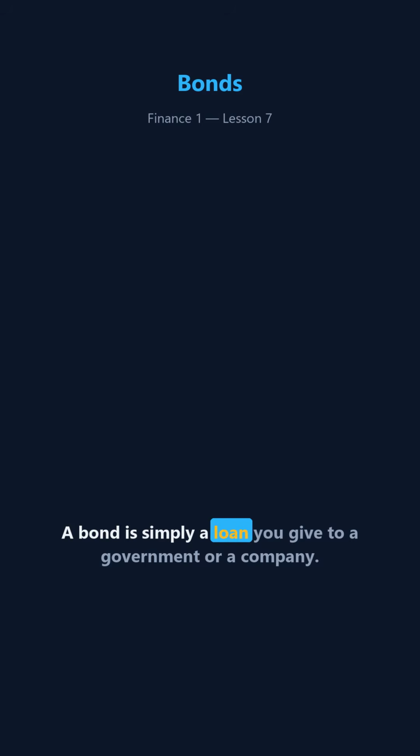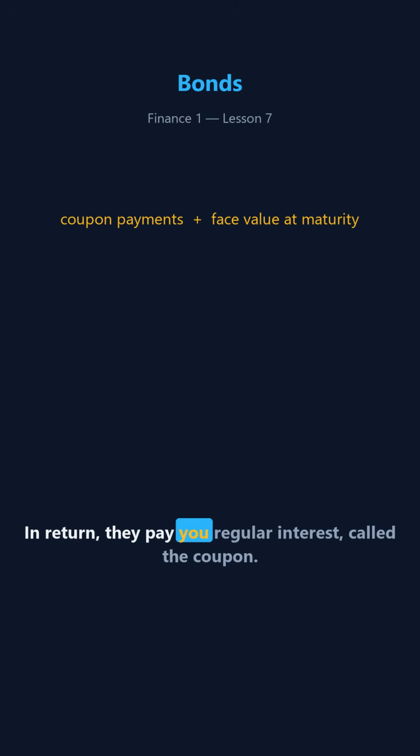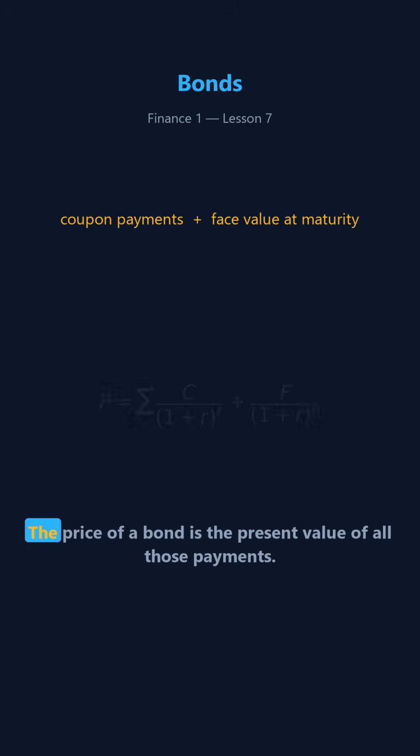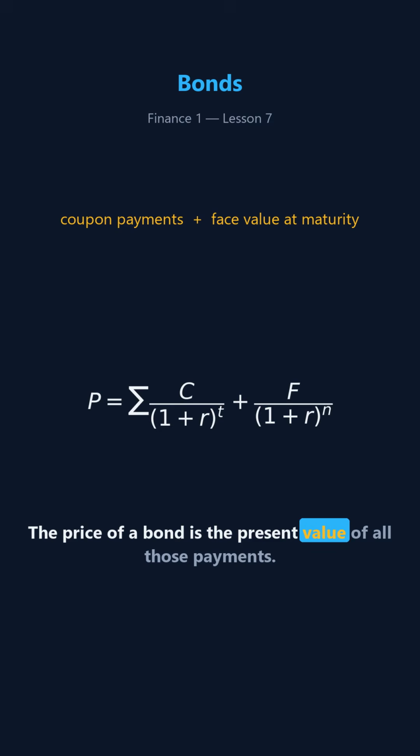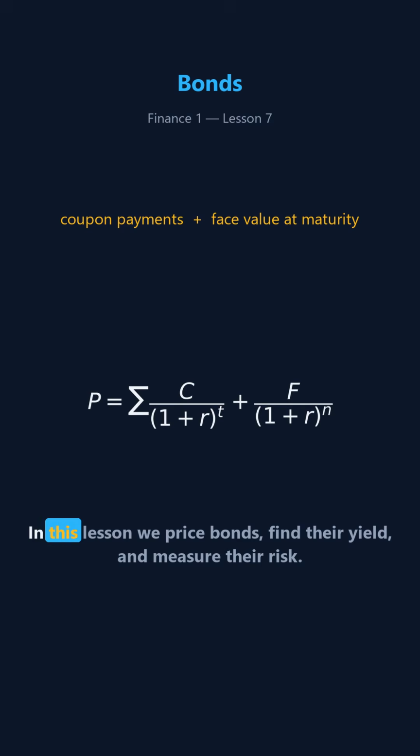A bond is simply a loan you give to a government or a company. In return, they pay you regular interest called the coupon. At the end, they repay the face value of the bond. The price of a bond is the present value of all those payments. In this lesson, we price bonds, find their yield, and measure their risk.